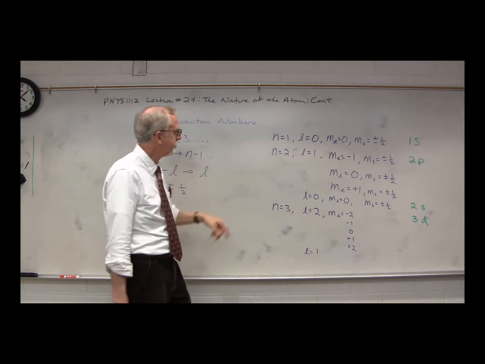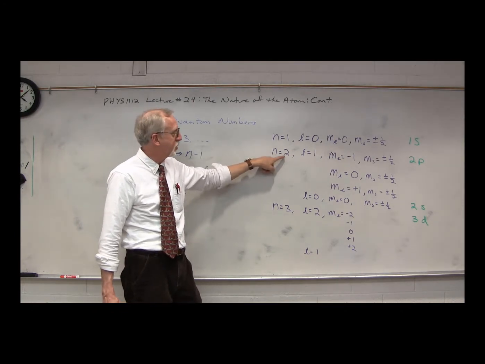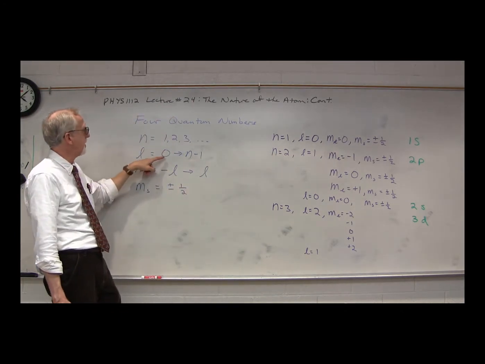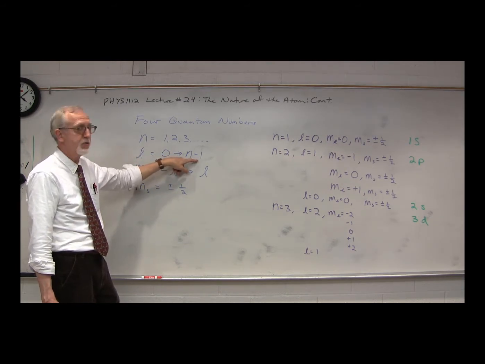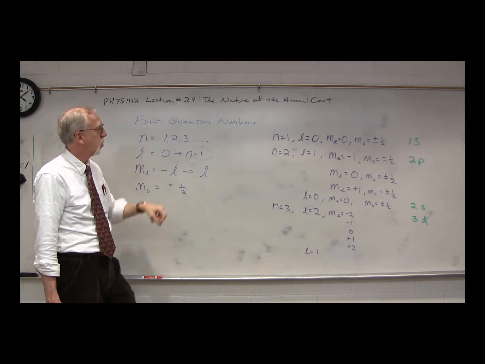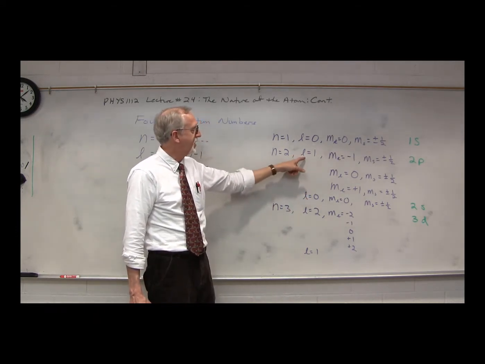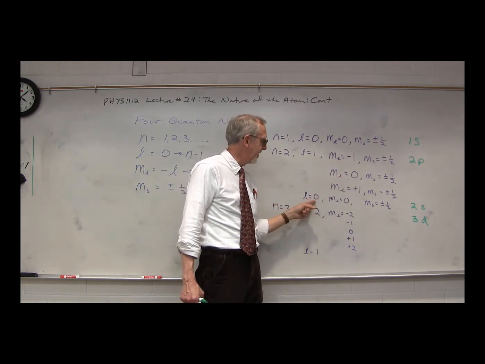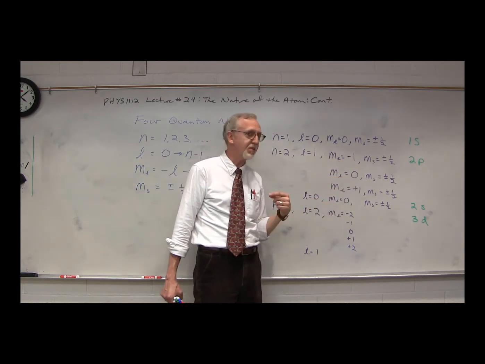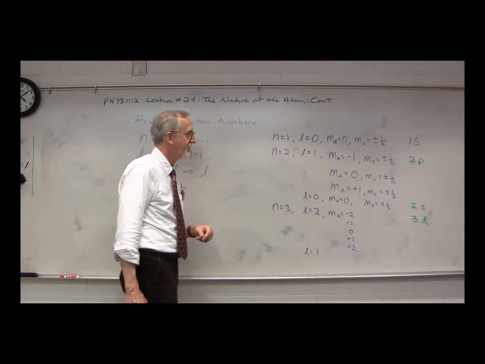And then what about the n equals 2 possibility? Well, for n equals 2, L could be anywhere from 0 to 2 minus 1, which is 1. So either 0 or 1. If L is 1, m sub L could be negative 1, 0, or positive 1. And if L equals 0, m sub L can only be 0. And then for any of these, m sub S could be plus or minus 1/2.